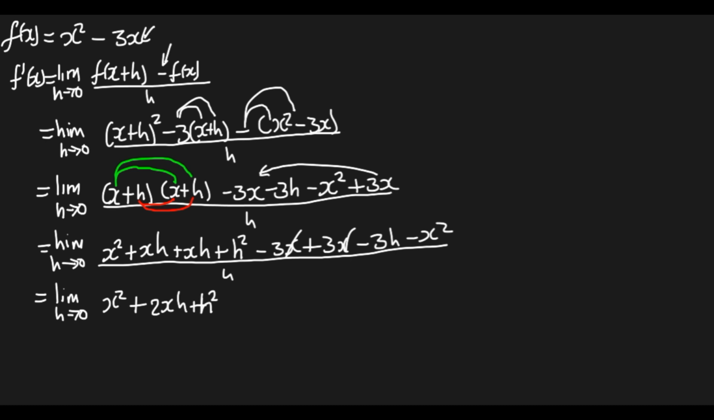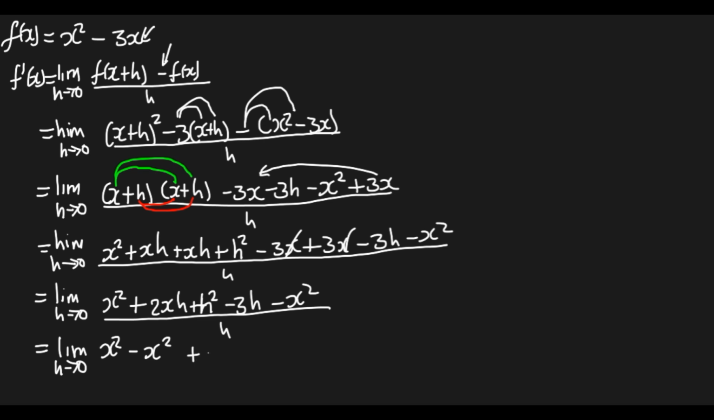So that one will cancel, minus 3h minus x squared over h. Then from there we can see that these two are like terms, so we can group them together. So we have limit as h approaches 0, x squared minus x squared plus 2xh plus h squared minus 3h over h. Then we can see that we can cancel these.